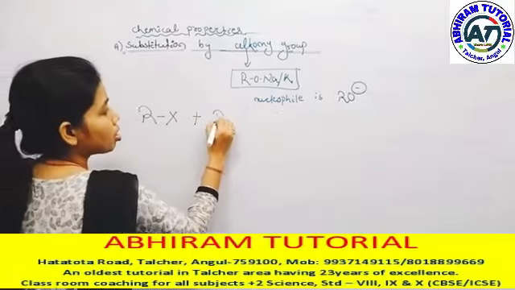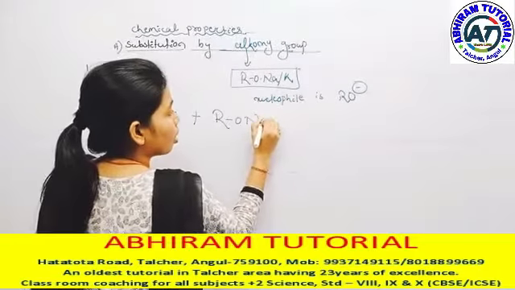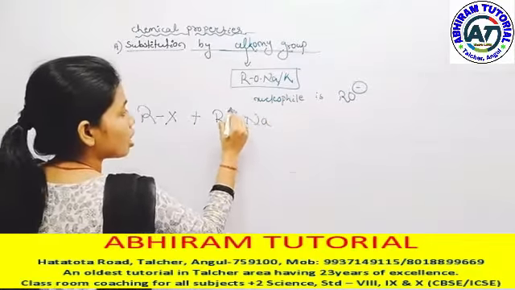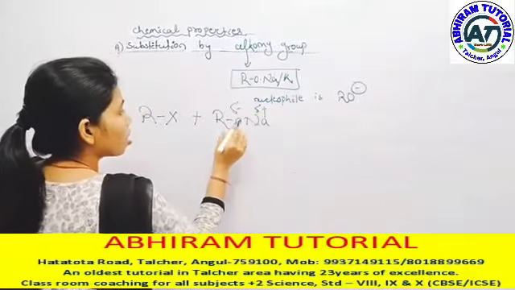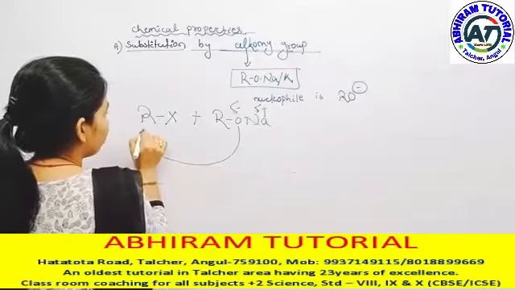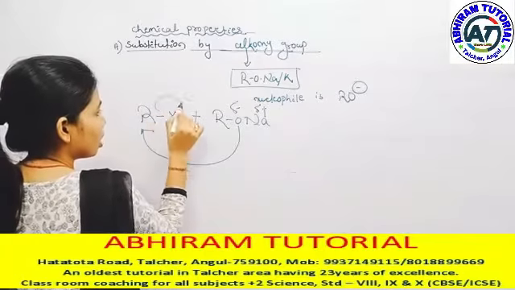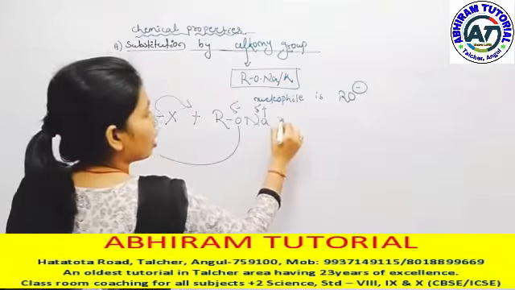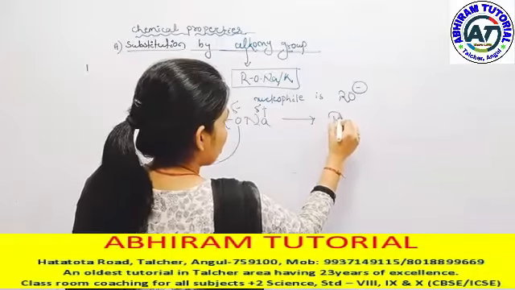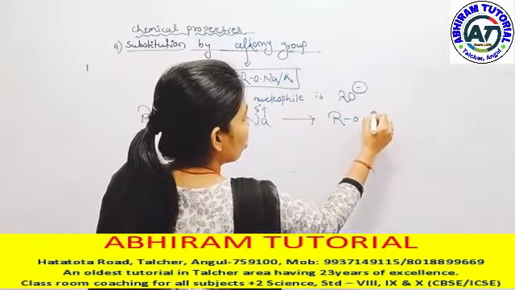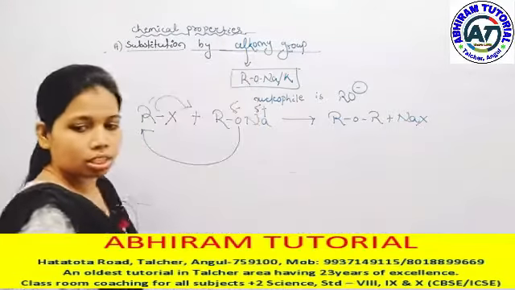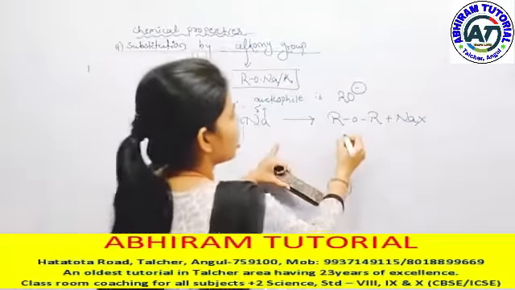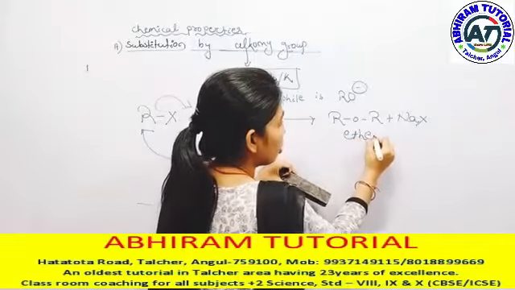RX plus RONa: the RO minus is delta minus and the carbon attached to X is delta plus. When it attacks, the halide is eliminated and it gives us ROR plus NaX. What is this? That is our ether.